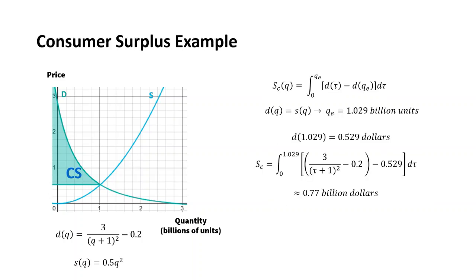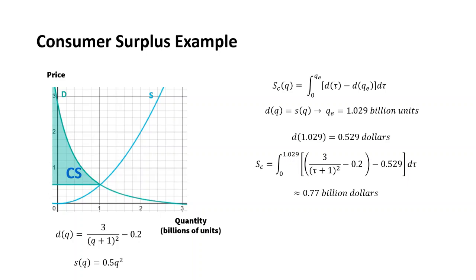Here's an example problem in which we'll calculate consumer surplus. In this case, the demand curve is modeled by the function 3 over the quantity demanded plus 1 squared minus 0.2. The supply curve is modeled by the function 0.5 times the quantity demanded squared. Setting the demand function equal to the supply function, we get an equilibrium quantity of 1.029 billion units.